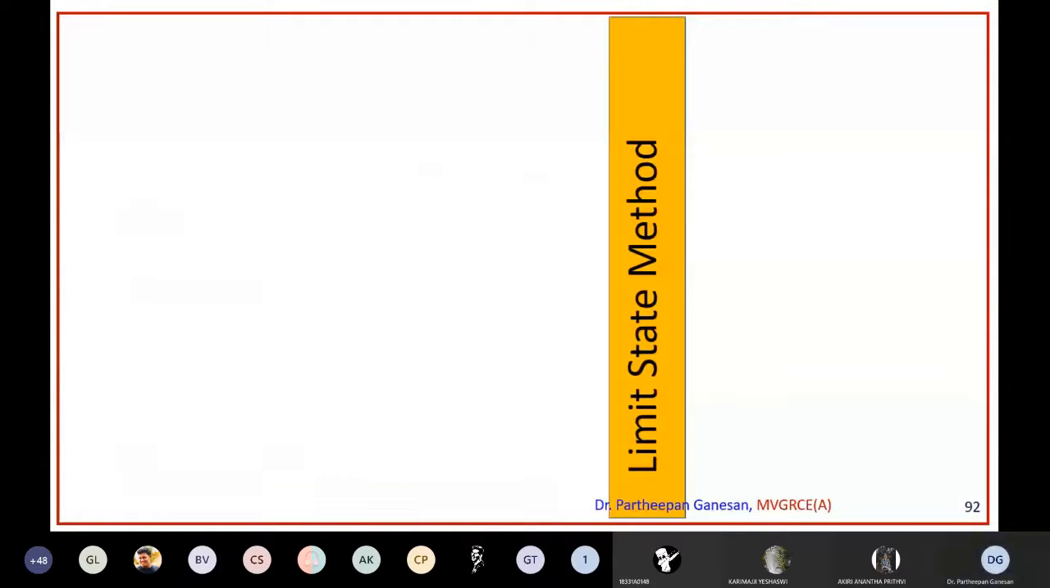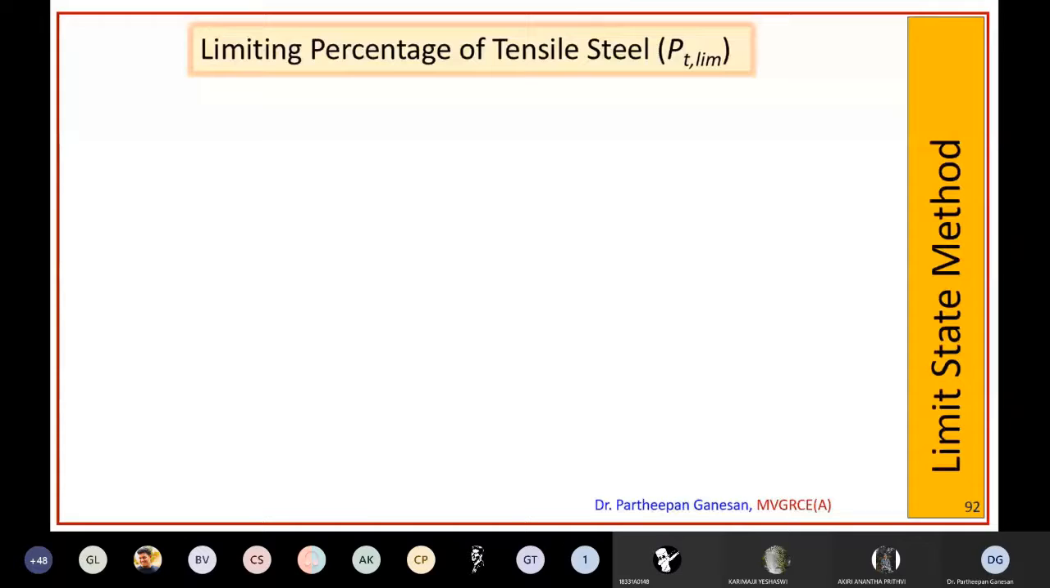Now, the last one: limiting percentage of tensile steel. See, you cannot provide any amount of steel that you want in your concrete beam. It is not that if you provide more steel, your concrete beam is going to be stronger. It is a completely wrong conception. You can provide steel only up to a certain limit. Beyond that, if you provide more, your beam will fail very fast. So that is why we should know how much steel to provide in the concrete.